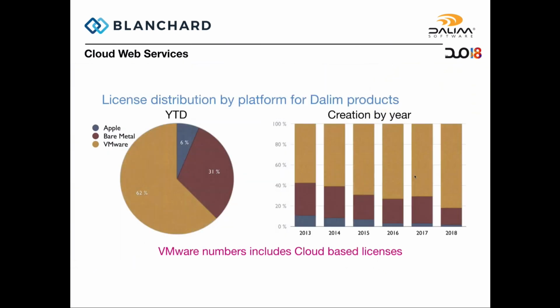He talked about the license distribution for Dalim products, and you can see here that 62% of Dalim products are now running in VMware, to only 31% in bare metal. And I think that 6% he's got for Apple is probably a bit high, because I think there's only 2 customers in the US left running Apple as a server. But you see how those numbers have changed since 2013, and increased to where almost everything's in VMware. VMware does include just any cloud instance, so AWS installs are included in the VMware numbers that he put.